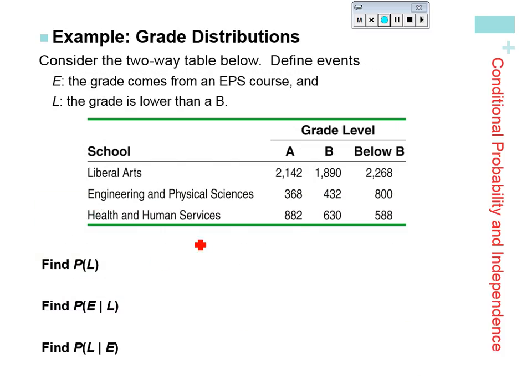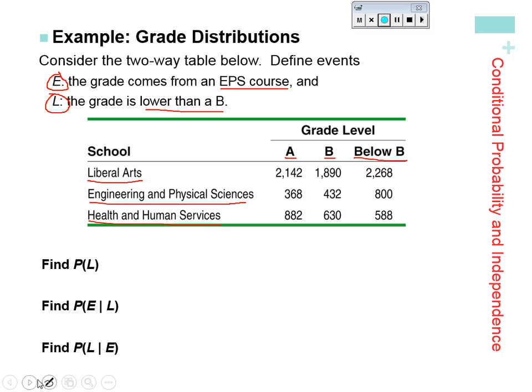So just a quick example here with a two-way table, and we have the variable E here stands for the grade that someone gets from an engineering and physical science course, and the variable L here represents the grade that someone gets is lower than a B. So what we have here as far as the table goes is we have grade levels, which is an A, a B, or below a B. And then we have three different schools that we're looking at here: liberal arts, engineering and physical sciences, and then also health and human services.